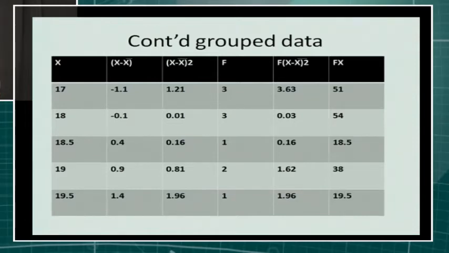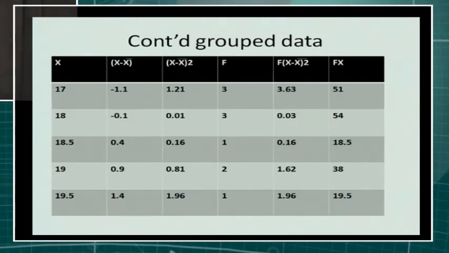18 minus 18.1, you have minus 0.1. I hope you know that when you are subtracting a larger number from a lesser number, you're going to get a negative number. Are you getting me now? So that is why we are having minus. You have to take cognizance of it. Now 18.5 is higher than 18.1, so you are not going to get any minus again. It will be 0.4. 19 minus 18.1, 0.9.